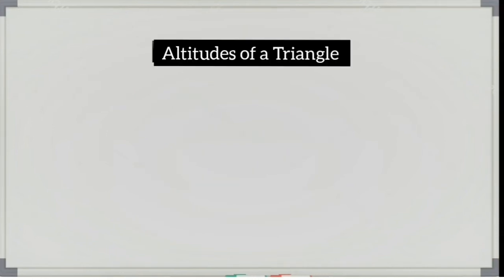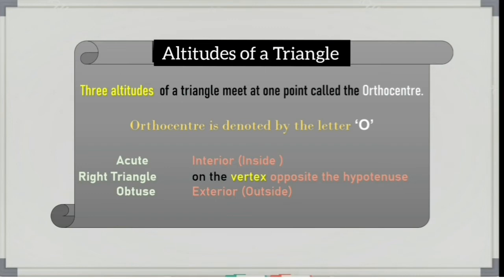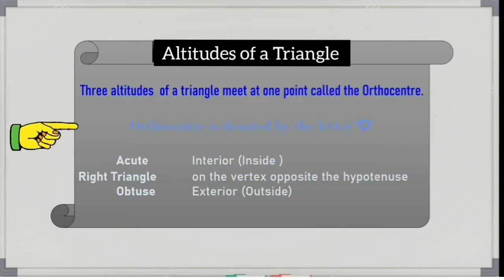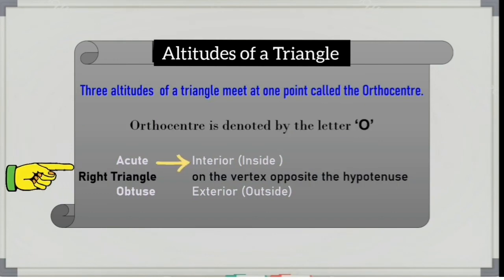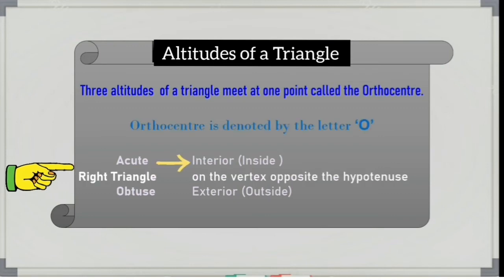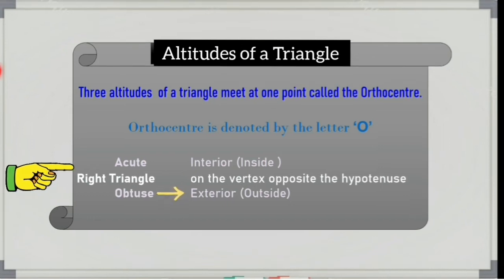I am sure you must have understood altitudes of a triangle. Three altitudes of a triangle meet at one point called the orthocenter. The orthocenter is denoted by the letter O. If the triangle is acute, the orthocenter will lie in the interior of the triangle. In the case of a right angled triangle, it will lie on the vertex at which the triangle is right angled, and if obtuse, it will lie at the exterior of the triangle.